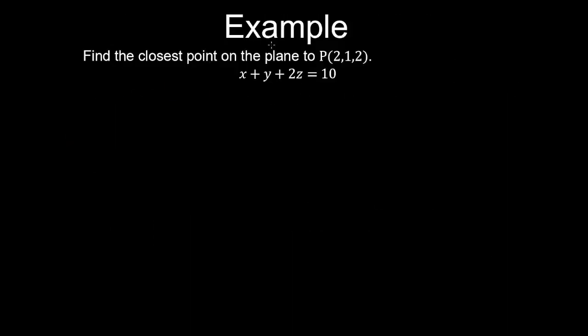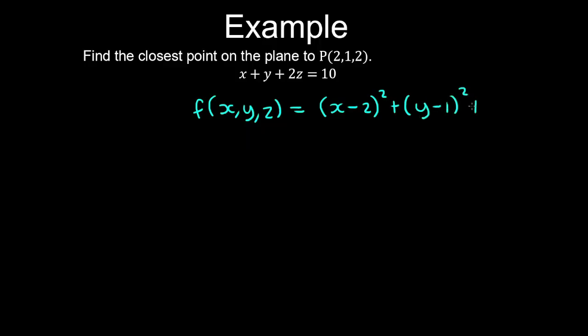Find the closest point on the plane to the given point. So our objective function is the squared distance to the point, which is a function of 3 variables. So that will be x minus 2 squared plus y minus the y coordinate squared plus z minus the z coordinate squared.